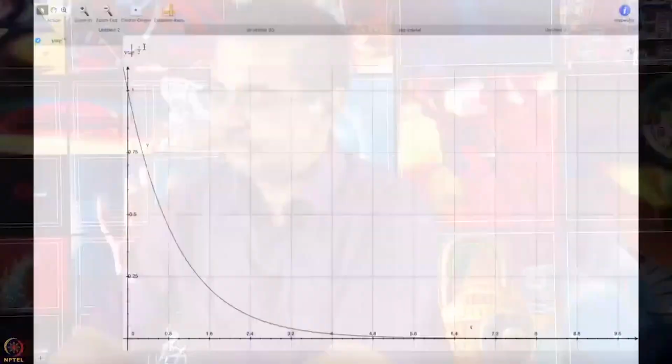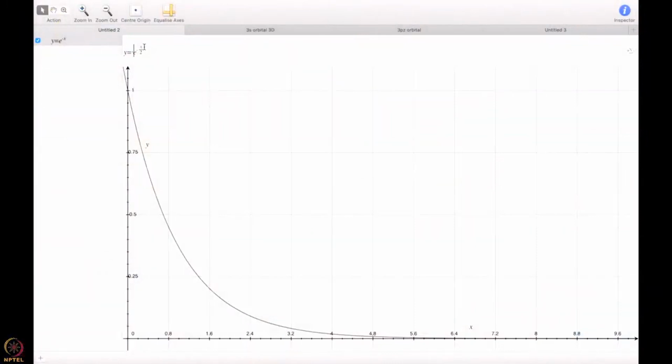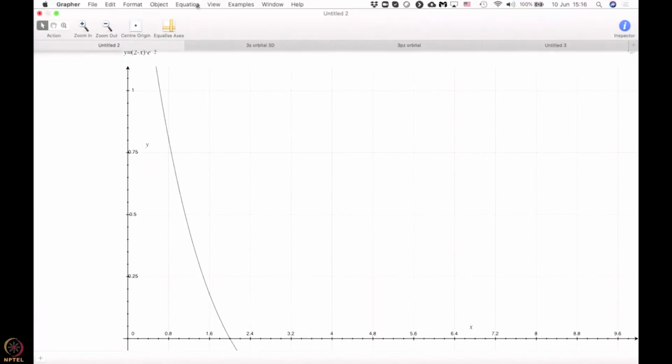So, remember what we had earlier, we had a factor, a polynomial, that polynomial was 2 minus r by a or something like that. So, I will just make it 2 minus x. So, x equal to 2 is going to be the node, right. So, here goes, let us see what the function looks like.